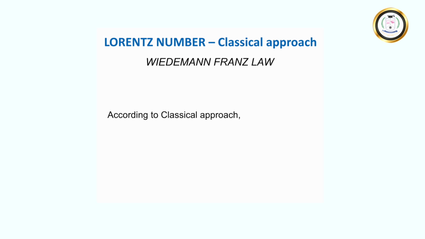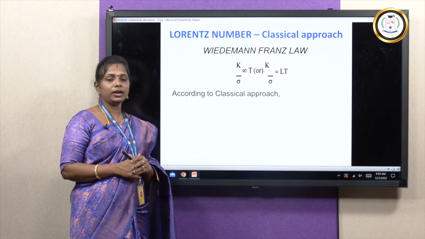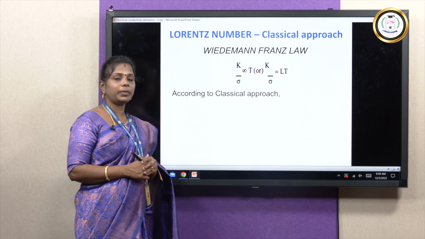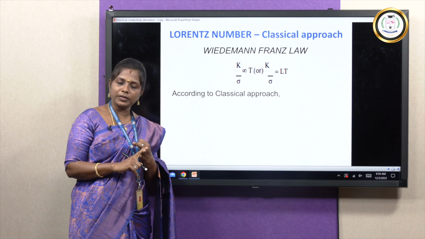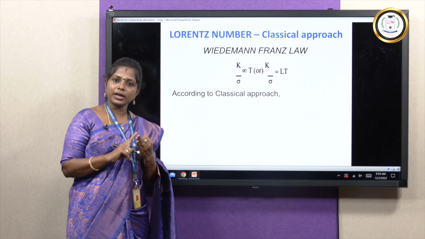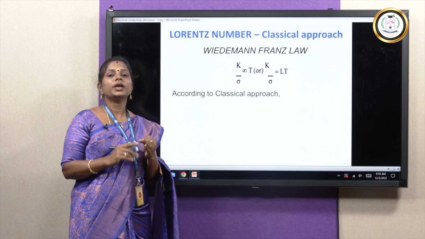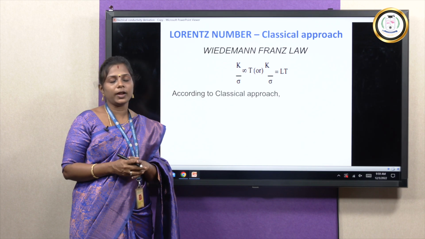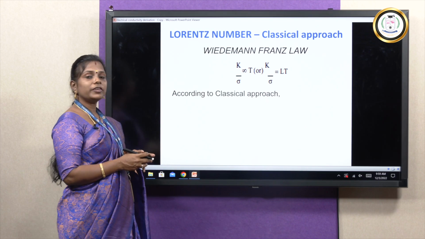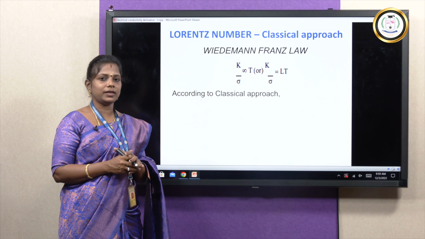Now, we are going to prove the Lorentz number value. To prove it, as we discussed from the Wiedemann-Franz law, K by sigma is equal to LT. So, as I already mentioned, we can calculate L as K by sigma T. Now, we have the expression of K and the expression of sigma by using the classical approach and the quantum approach. By using all these expressions, we are now proceeding further to calculate the Lorentz number value. First, we are initiating with the classical approach.